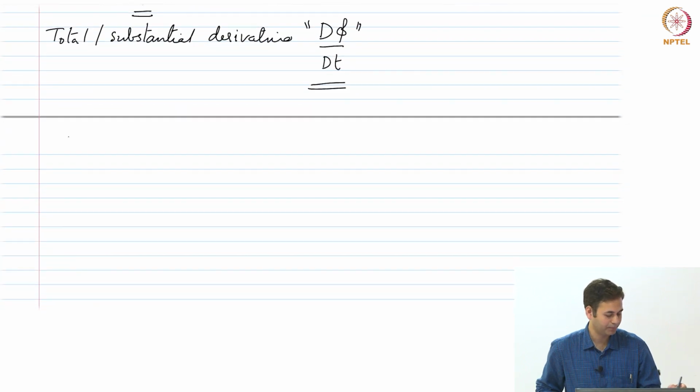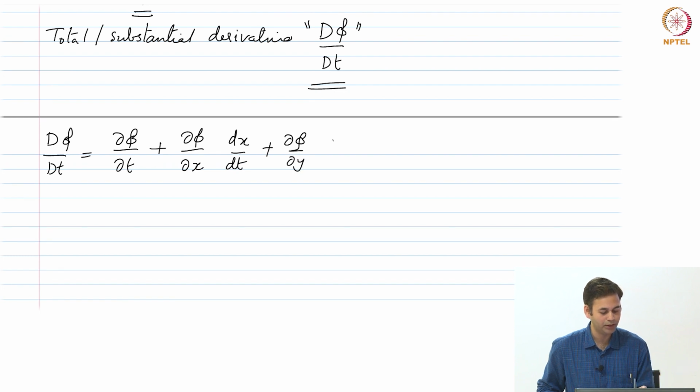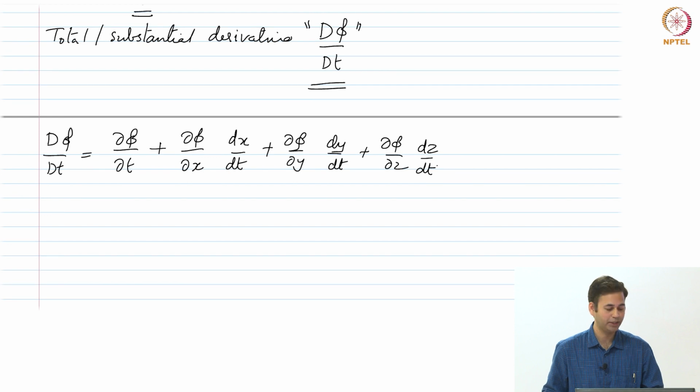Because it is a function of both space and time, what would the substantial derivative D phi Dt be? It will be the rate of change with respect to time, partial phi partial t, plus, if you apply the chain rule, partial phi partial x times dx/dt, since the position of the particle itself is changing with respect to time, plus partial phi partial y dy/dt plus partial phi partial z dz/dt. This is what we have for the substantial derivative.